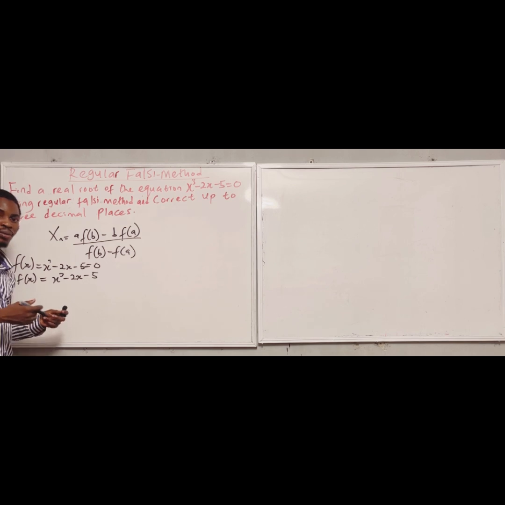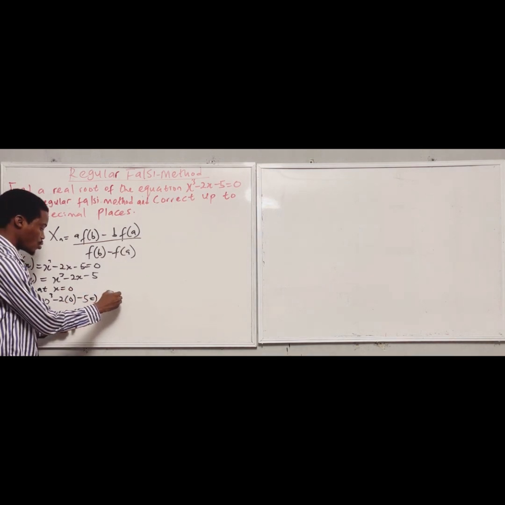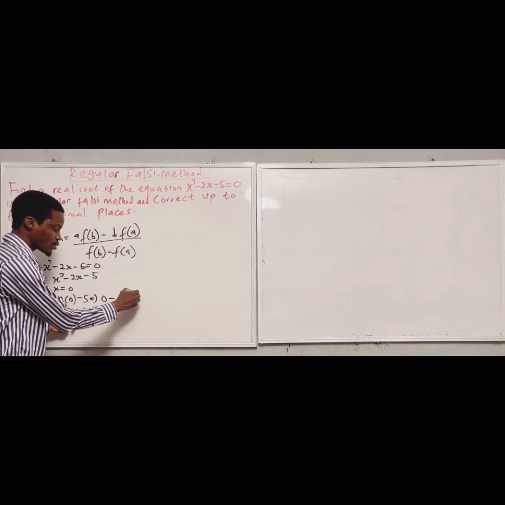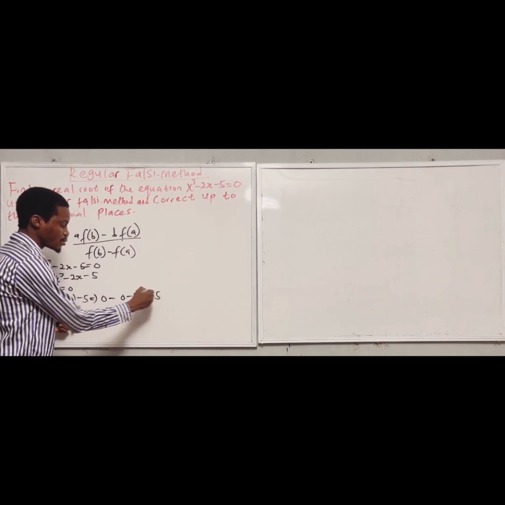So I will be doing my iteration now. For me to do my iteration, I will let x is equal to 0, x is equal to 1. I will begin my iteration from 0. Let x be 0. Whenever I see x, I'm going to put 0. I will have f of 0, 0 to the power of 3 minus 2 into 0 minus 5. 0 to the power of 3 is 0. 0 minus 2 times 0 is 0, then minus 5. So I have minus 5.